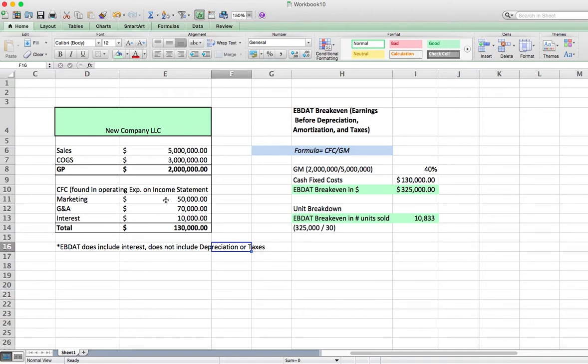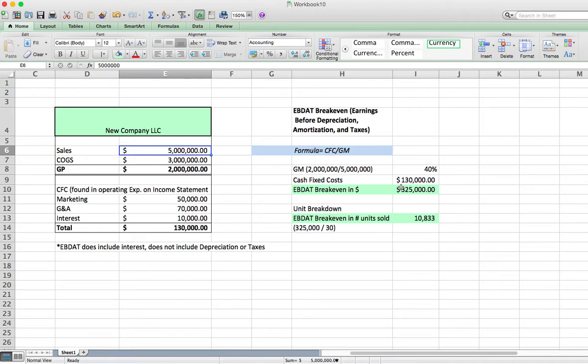So we take a sum of all of our cash fixed costs from the operating expenses, which is 130,000, and we divide that by our gross margin of 40%, and we get $325,000. Now, essentially, all that means is that instead of having 5 million here in sales, to break even, New Company LLC only needed $325,000, which is great news for them.